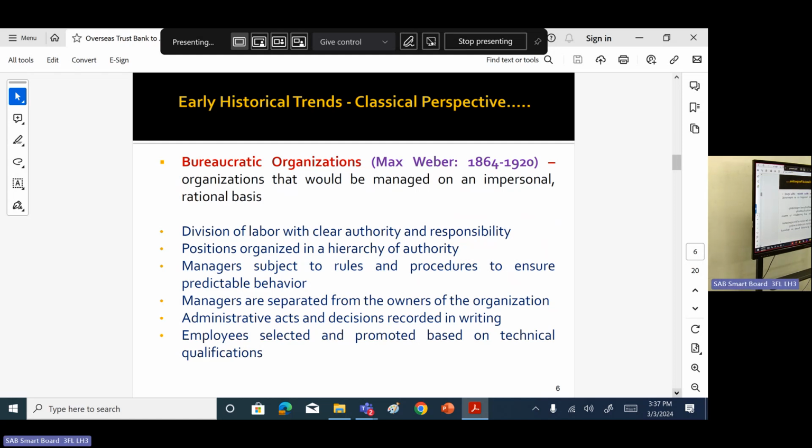Then hierarchy. The identified jobs in the organization should be organized from top to bottom, from the top level to the lower level. Then managers should introduce rules, regulations, and procedures to follow, and they also should follow them. Then employee behavior can be managed in a predictable way.